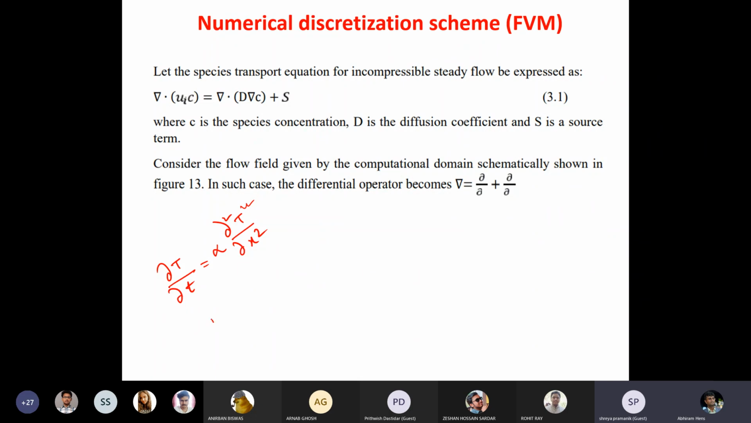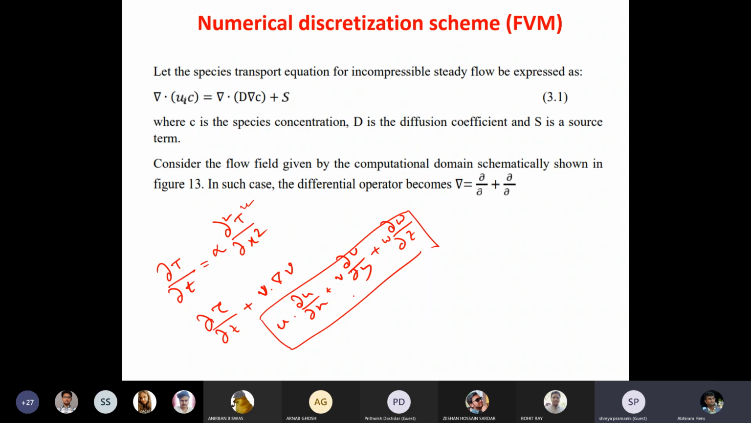Convective term means, because the Navier-Stokes equation will contain on the left hand side, you will see v dot del v, this type of term. That means this is actually u into del u del x plus v into del v del y plus, if it is 3D, then w into del w del z. These are called convective terms. I explained this to you in Navier-Stokes.